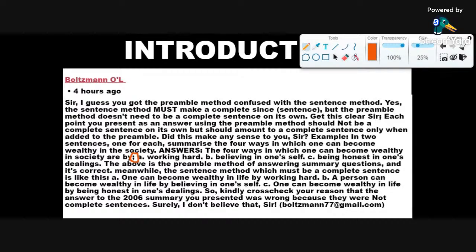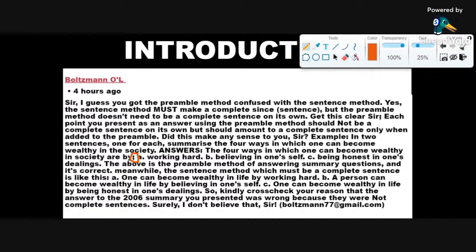That's the first thing. Then the second thing I spotted in your answers is that when you give the answers, A, working hard, you put a full stop. Believing in oneself, you put a full stop. Being honest in one's dealings, you put a full stop. Well, the right thing is to put a semicolon. The answers you are providing do not constitute a sentence. All right?